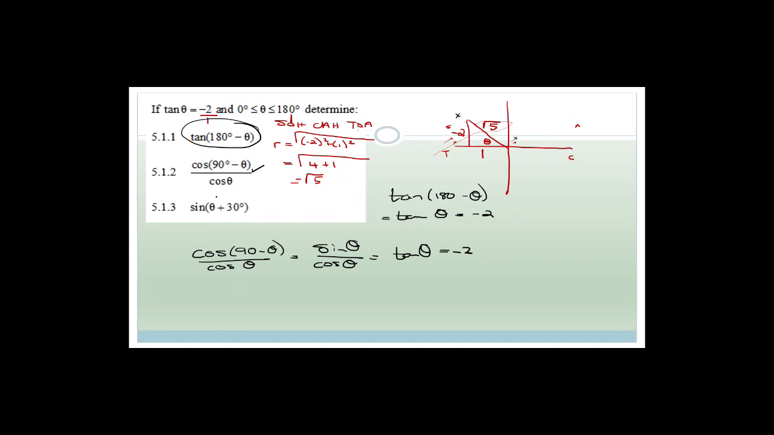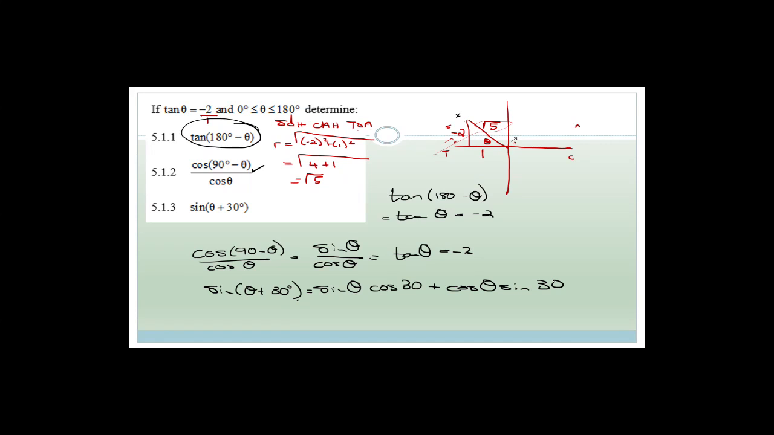Now let's talk about sine of theta plus 30 degrees. So this is a sneaky question. What you need to be doing is looking at your formula sheet for the compound angle rule for sine, if you don't know it already. So you could break this up into sine theta cos 30 plus cos theta sine 30.